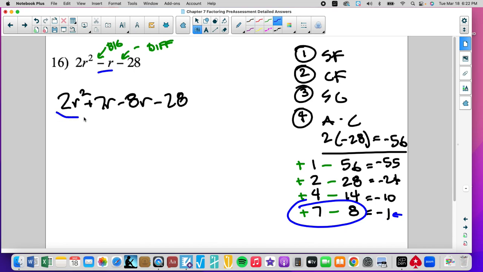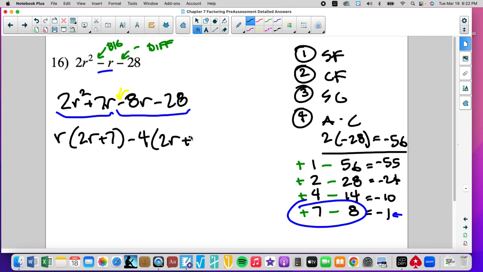I'm going to group the first two. I'm going to group the second two. I can only factor out an r. That leaves me with 2r plus 7. I have to factor out a negative, so I have to factor out a -4. And that gives me 2r plus 7.